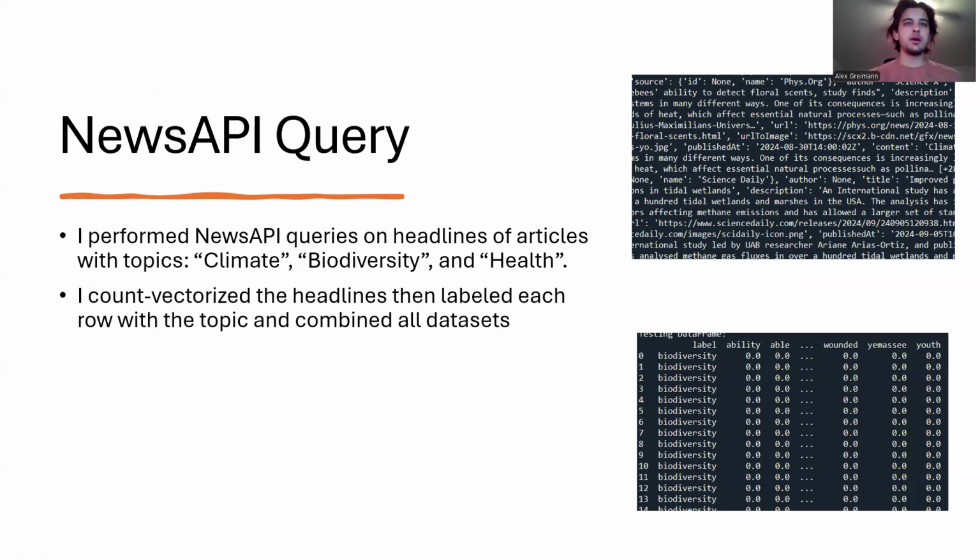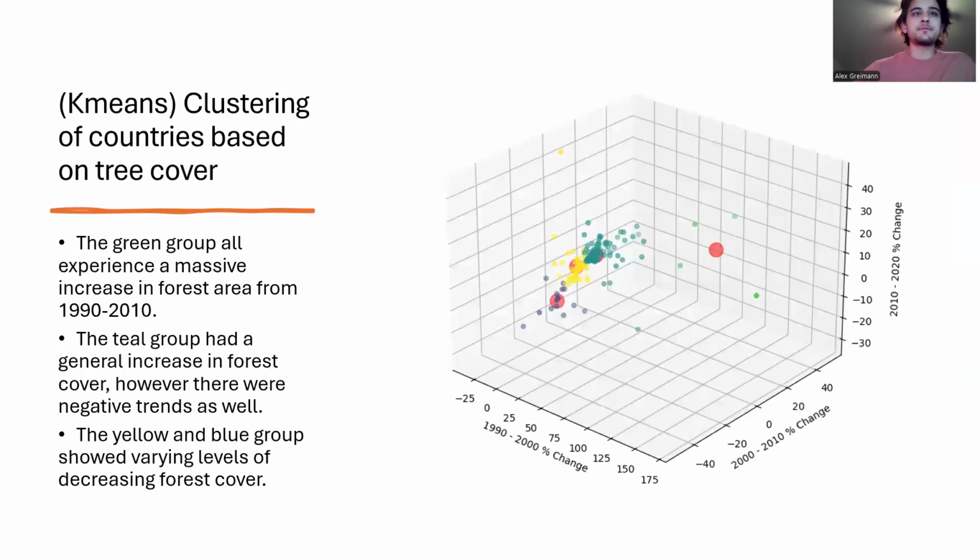Finally, I performed a news API query on headlines of articles with topics climate, biodiversity, and health. I performed 3 separate queries. I then count vectorized the headlines and labeled them. So if it was a biodiversity headline, I put a biodiversity label on it. And then I combined them all into what you see on the bottom right, with a label and then the words that were used in the headline.